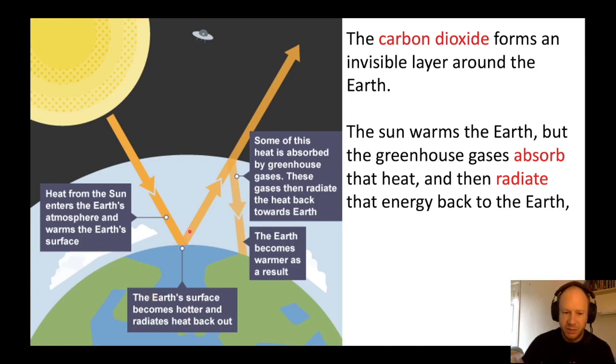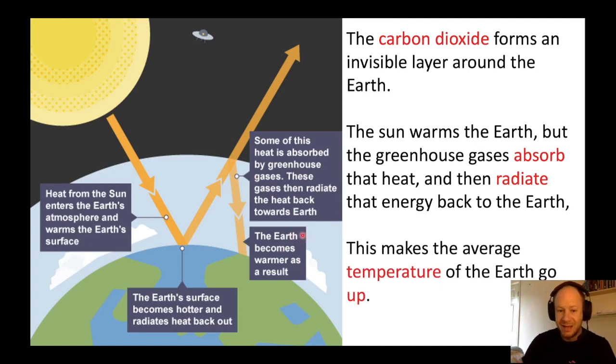So, some of that energy will go up into the carbon dioxide, and then those greenhouse gases, like carbon dioxide, will absorb the radiation and then emit that radiation back down to Earth. Because of that, the temperature is going to become warmer. So the carbon dioxide is trapping the heat energy and slowly making the temperature of the Earth warmer.